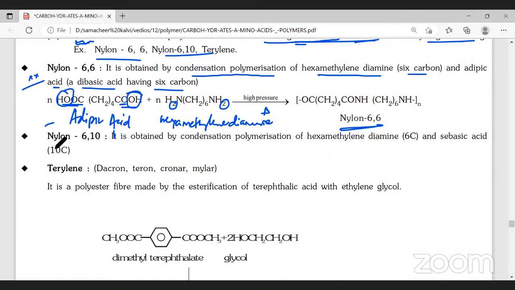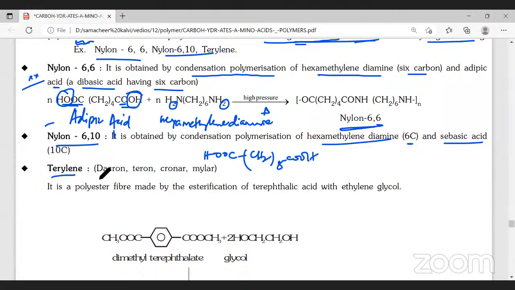We have one more, nylon 610. Nylon 610 is obtained by condensation polymerization of hexamethylene diamine, 6 carbon, and sebacic acid. Sebacic acid is HOOC, CH2 8 times, COOH, so it contains 10 carbon atoms. The reaction is similar to what we learned with adipic acid. So it's an example for a fiber.